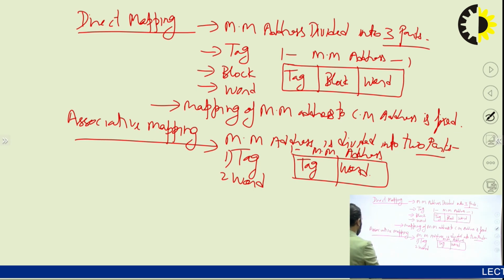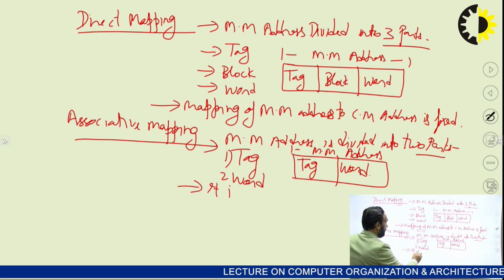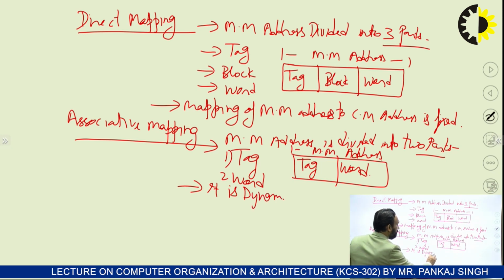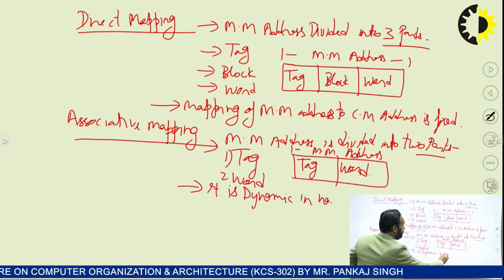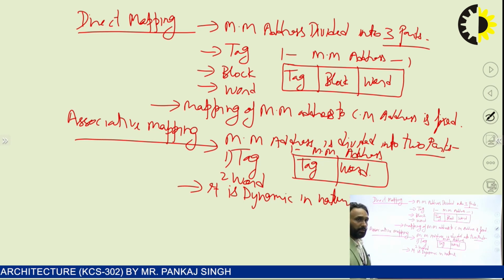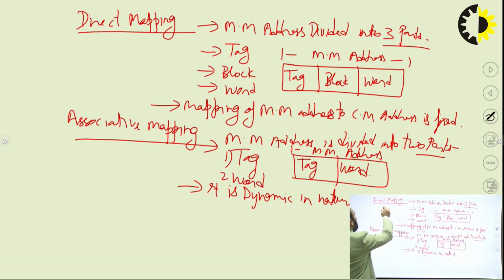Third one is, it also contains a unique property. It is dynamic in nature. What is the meaning of dynamic in nature? I will discuss in a diagram when we discuss the example. Direct mapping is a static method. The location of each block is fixed here.